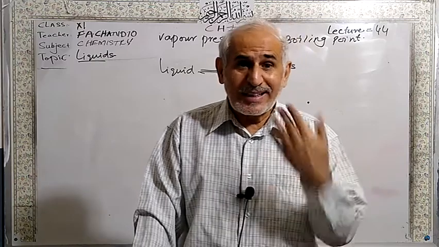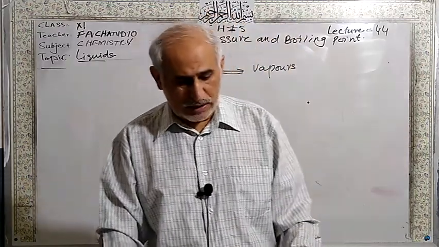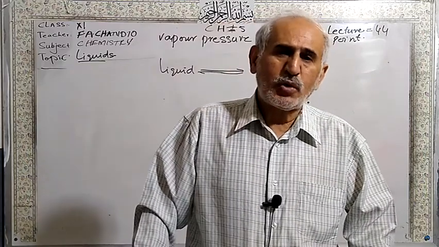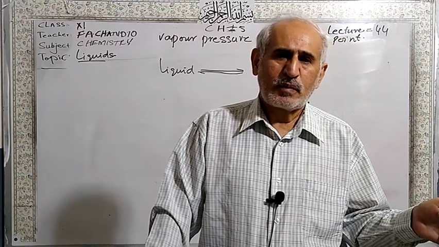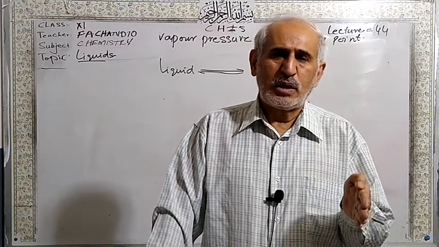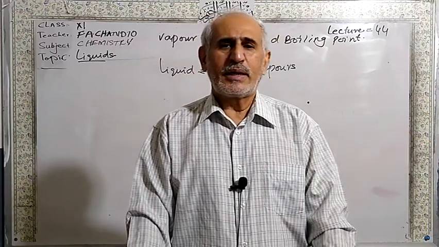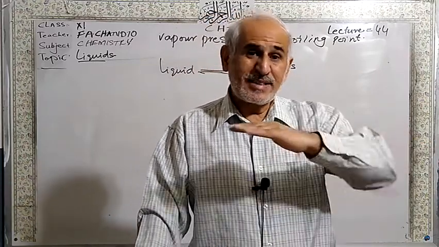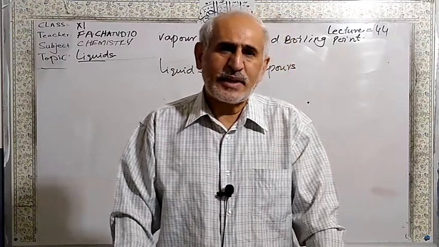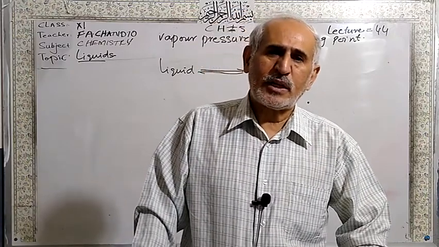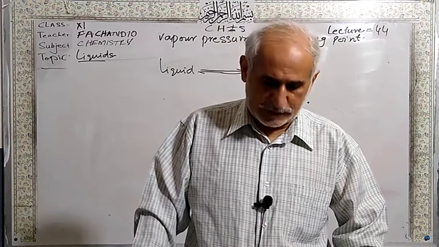And if we increase the temperature, the vapor pressure of a liquid also increases. So again I am telling you, done in grade 9, that at equilibrium, vapors change into liquid and liquid changes into vapors, there is an equilibrium. At this equilibrium state, the pressure exerted by the vapors of the liquid at the surface is called vapor pressure.